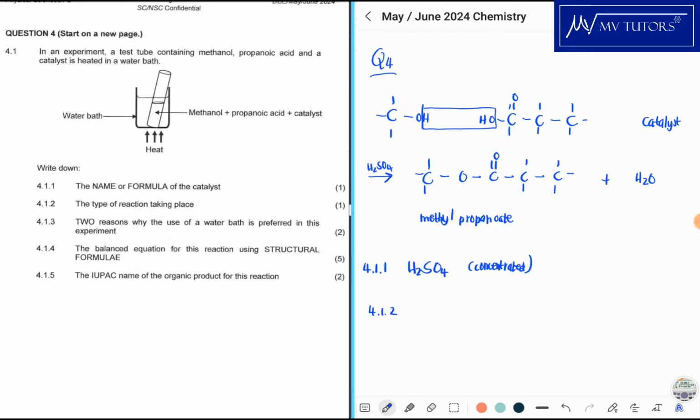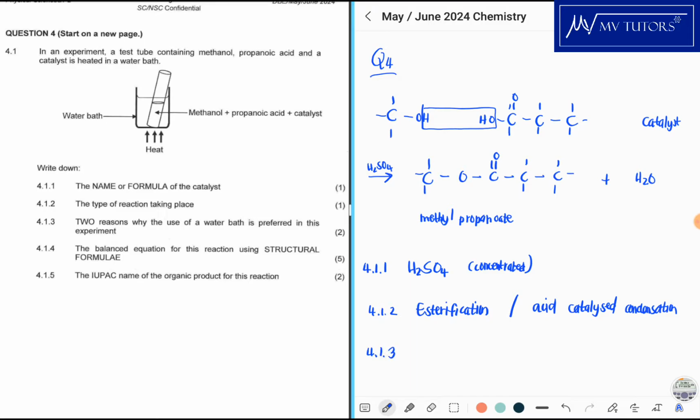And then 4.1.2, the type of reaction taking place. Well, an ester was formed, so we can say esterification. If you want to be fancy, you could have said it's acid catalyzed because of the propanoic acid, the carboxylic acid. Acid catalyzed condensation. But I like esterification. It's easy to remember because an ester was produced.